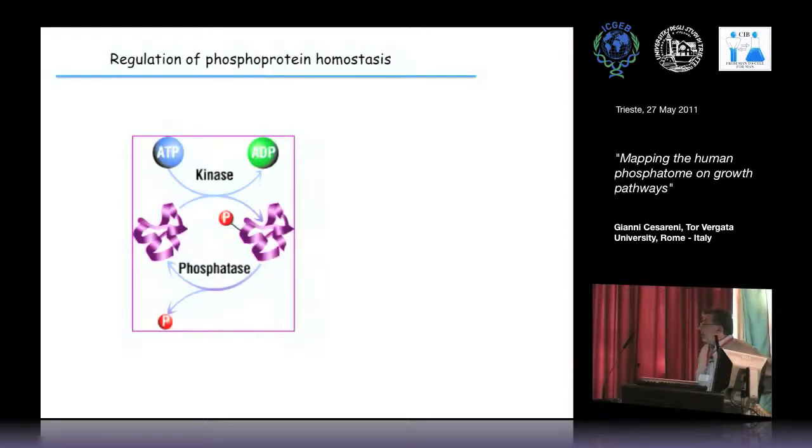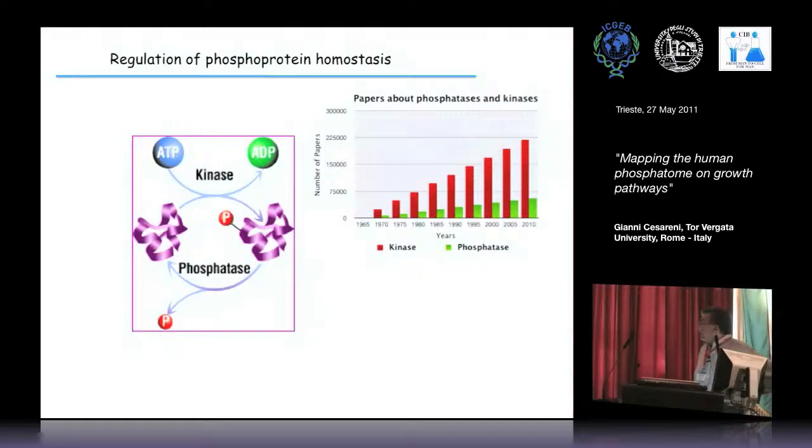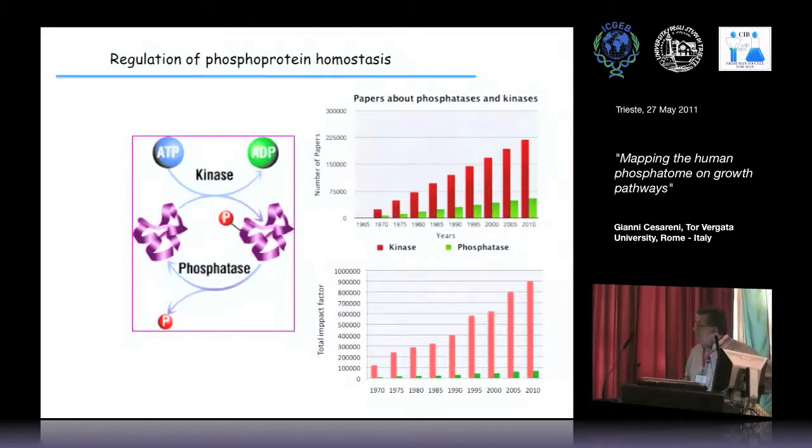So for some reason, kinases have been much more popular than phosphatases over the past 10, 20 years. Kinases are considered the sexy enzymes that regulate the pathway, while phosphatases are more or less housekeeping enzymes. If you look in PubMed at abstracts that cite kinases, you see a steady increase of papers describing kinases, while the number of papers that describe work on phosphatases is much lower. And this becomes more dramatic if instead of counting the papers, you do the total impact factor. So clearly, kinase papers tend to be published in higher impact factor journals than phosphatase papers.